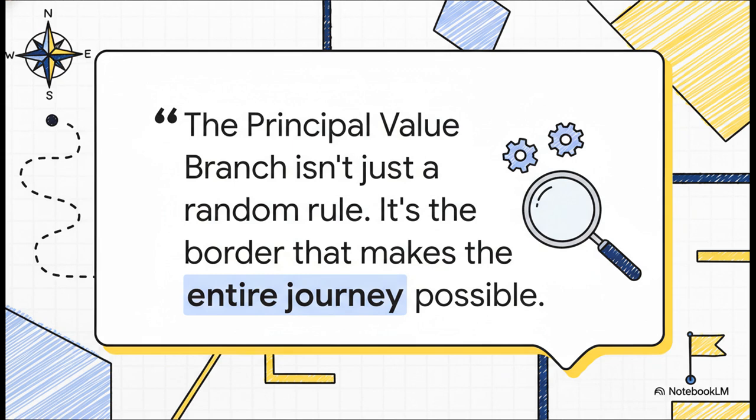So, the main thing to take away from all of this is that the principal value branch isn't just some random, arbitrary rule that was made up to make your life harder. It's the exact opposite. It's the clever, elegant solution. It's the border on the map that takes a function that's impossible to work with and makes it predictable, reliable, and useful. It's what makes the entire journey possible in the first place.